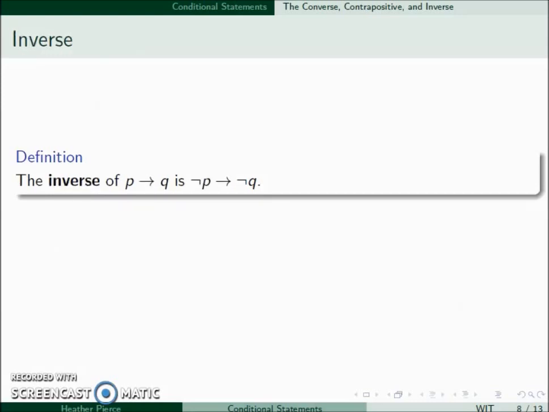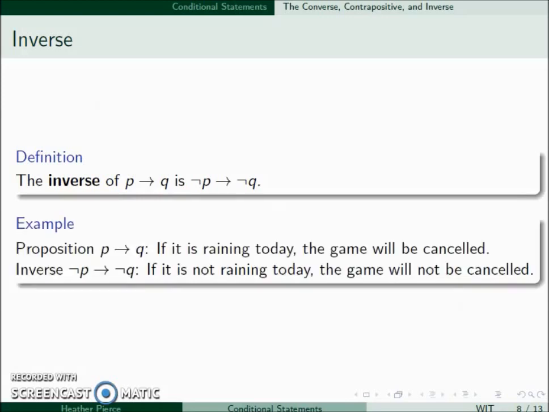The third one is the inverse. The inverse of if P then Q is if not P, then not Q. So this one we just negate both sides. Our proposition is still if it is raining today, the game will be canceled. The inverse just negates each one of these. So if it is not raining today, the game will not be canceled.